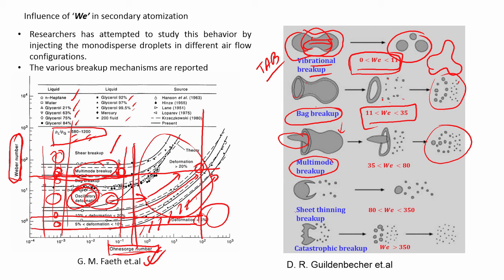Then shear thinning type of breakup, shear thinning breakup means from the side of the sheet, from the deformed sheet. It is like a sheet.